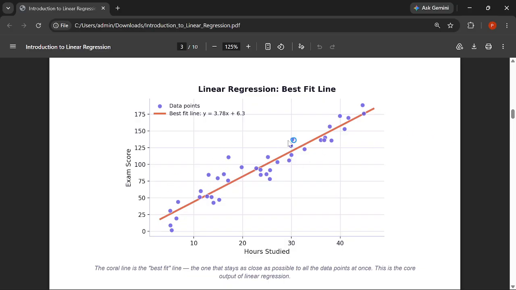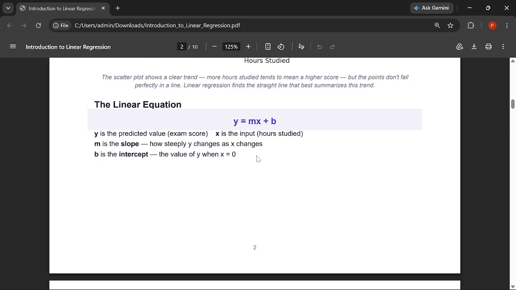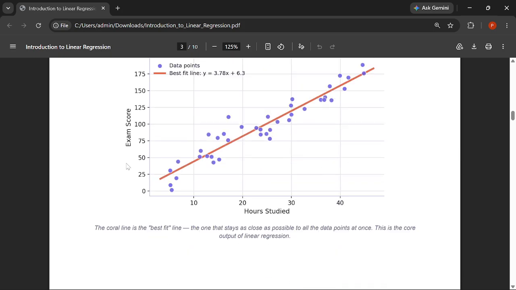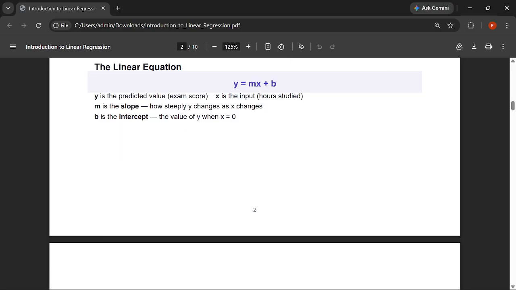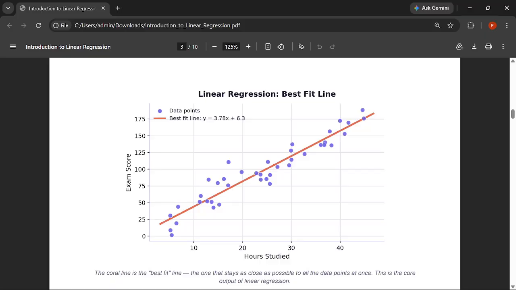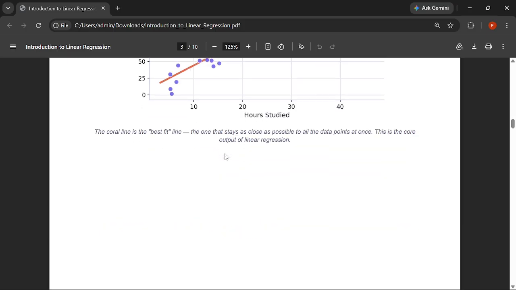Okay, so what is b here? M here, what is m here? So you can see here how steeply y changes as the x changes. Okay, so if the x changes from one data point to another data point, it shows how y changes.